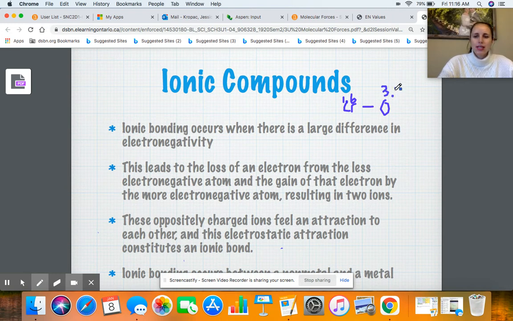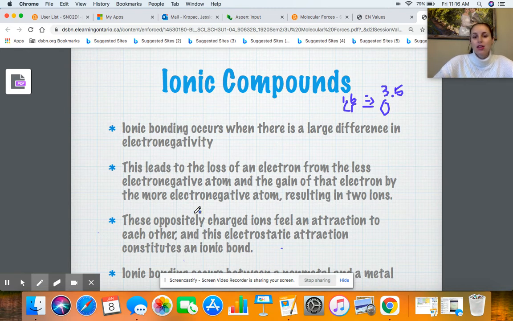So what that means is it's quite a large difference. Since it's quite a large difference, oxygen actually has a strong enough electronegativity to win the tug of war and steal that electron. So oxygen is going to take an electron. We're just going to draw a little arrow, negative sign for electron. Oxygen is going to take chromium's electron, and in this case, you actually see the exchange of electrons.